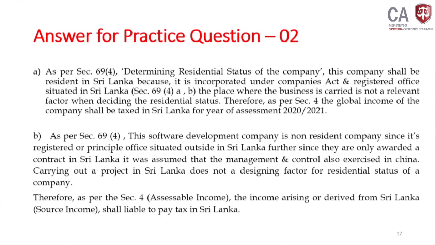The conclusion, therefore, as per section 4, what is section 4? Assessable income. The income arising or derived from Sri Lanka, source income. Now in the first part, it's global income. In the second part, since this Chinese company is a non-resident person, only income arising or derived from Sri Lanka under the source principle shall pay income tax in Sri Lanka. Clear? I think it's clear.